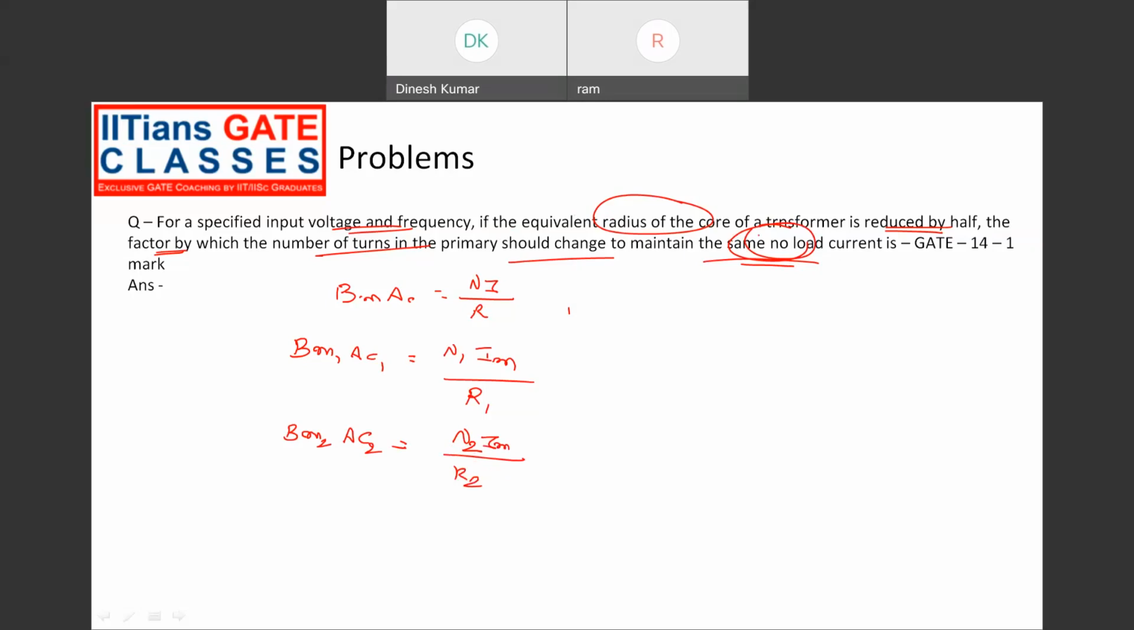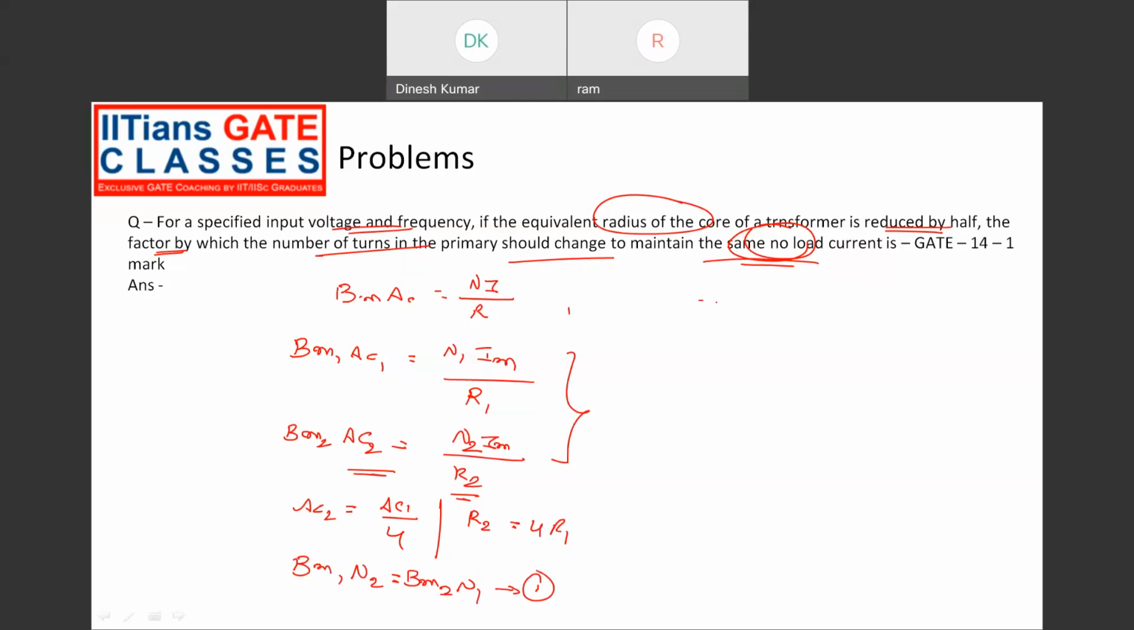Since the radius of the core is reduced by half, what happens is AC2 becomes AC1 by 4. Similarly, R2 reluctance becomes 4 times R1. So if I substitute here AC2 and R2 and equate these two expressions, I can write BM1 N2 equal to BM2 N1. Let's say this is equation one.